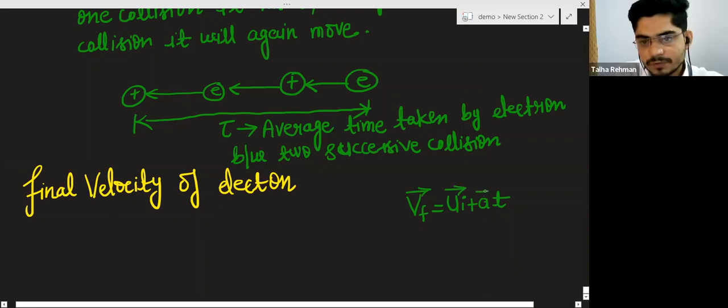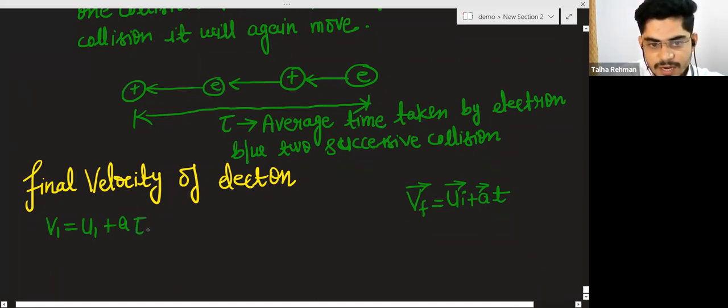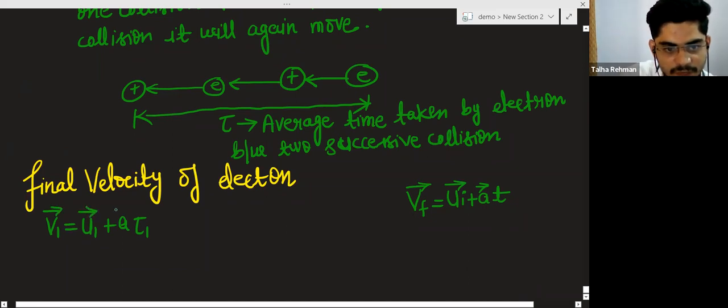This is the formula from the 11th class. Final velocity. For one electron, if the final velocity is v1 and the initial velocity is u1 due to the thermal condition, and there is the acceleration a, and for electron 1 I am saying that it takes a time tau 1. If I want to write this in vector form, I can write.